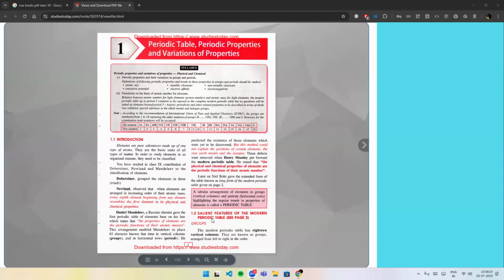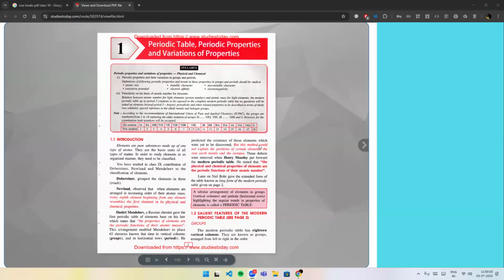Dmitri Mendeleev, a Russian chemist, gave the first periodic table of elements based on his law, which states that the properties of elements are the periodic functions of their atomic masses. This arrangement enabled Mendeleev to place the 63 elements known at that time in vertical columns, groups, and in horizontal rows, periods. He predicted the existence of those elements which were yet to be discovered. But this method could not explain the positions of certain elements, the rare earth metals, and the isotopes.